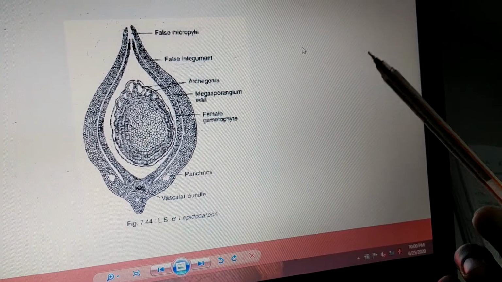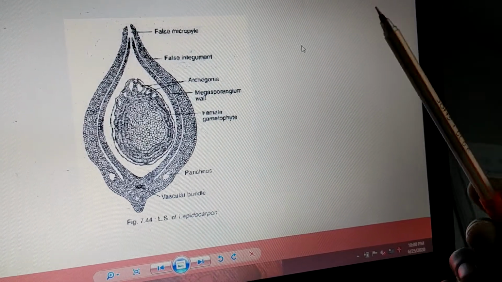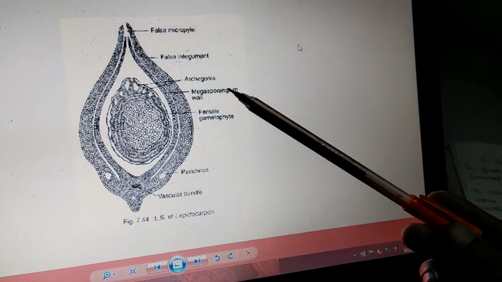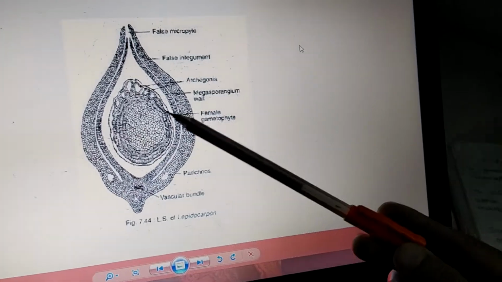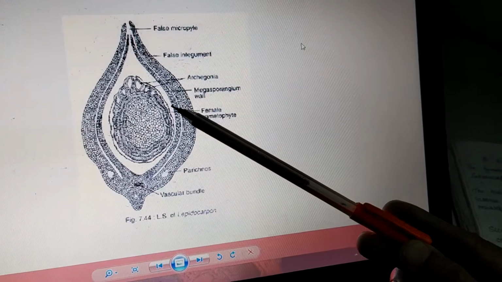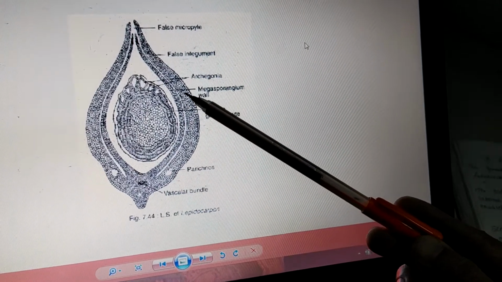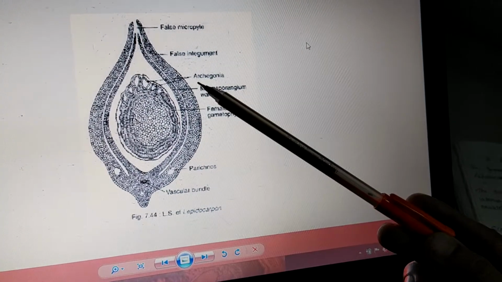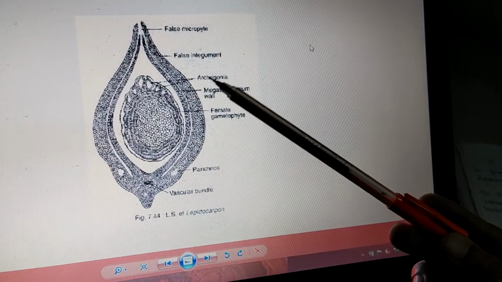In lepidodendron, fertilization takes place with the help of water, where archegonia are exposed and flagellated sperms have access to the ovum. However, in spermatophytes, that is gymnosperms, fertilization is through a pollen tube.